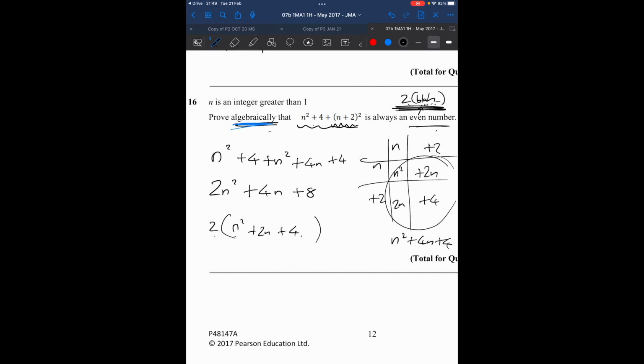Okay, and that's it. That's all we need to do, because 2 times something is going to be an even number. When I say something, by the way, these are integers, okay? So we're not dealing with decimals or anything like that. So 2 times some stuff about integers is definitely going to be even. That's it.